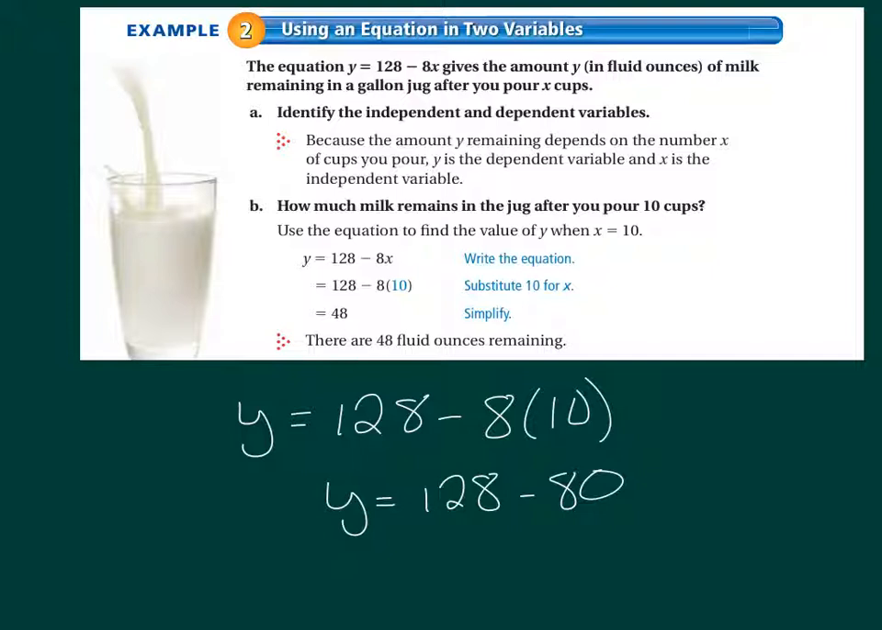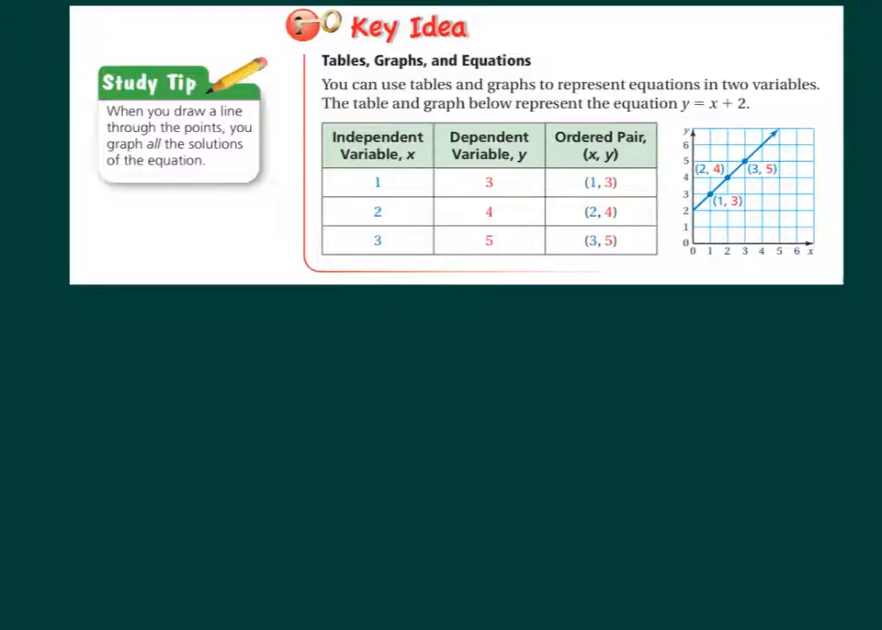And I take 128 minus 80, and I get y is equal to 48, and I believe that's fluid ounces, so we'll just put oz. So that's the remaining number of ounces in the jug of milk after 10 cups of milk are poured. A key idea here: we see that we have values for x and y. Independent is associated with our x, and dependent is associated with our y variable.